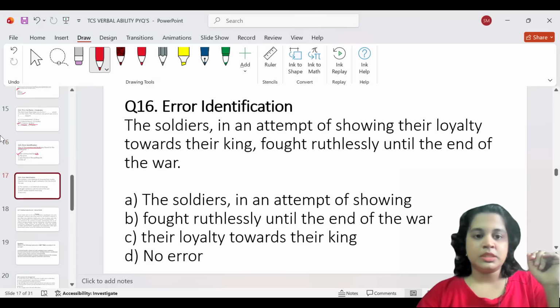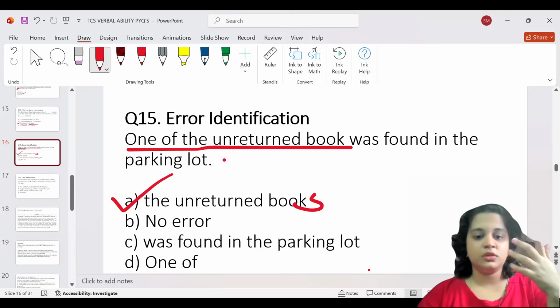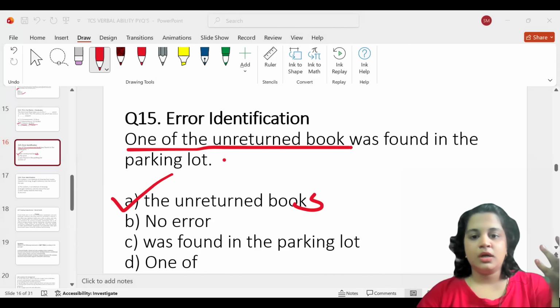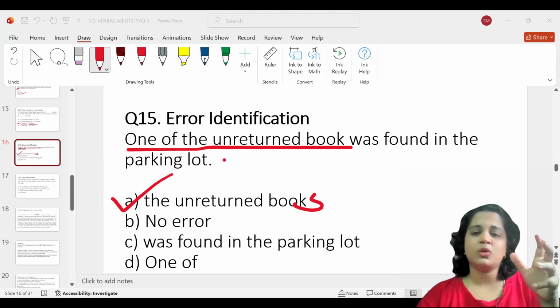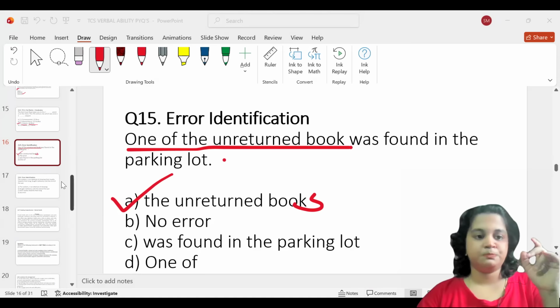So let's go to the sixth. If at all you're not clear, I identified it because one of always pairs with a plural. Okay, though the verb stays singular, one of always pairs with plural.